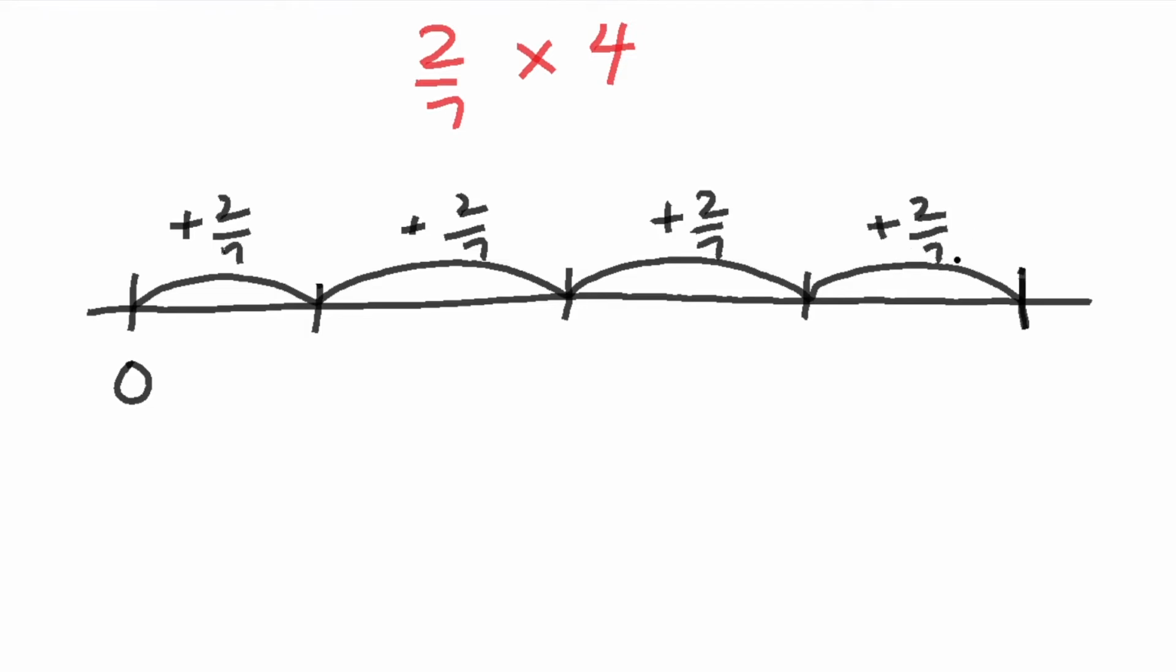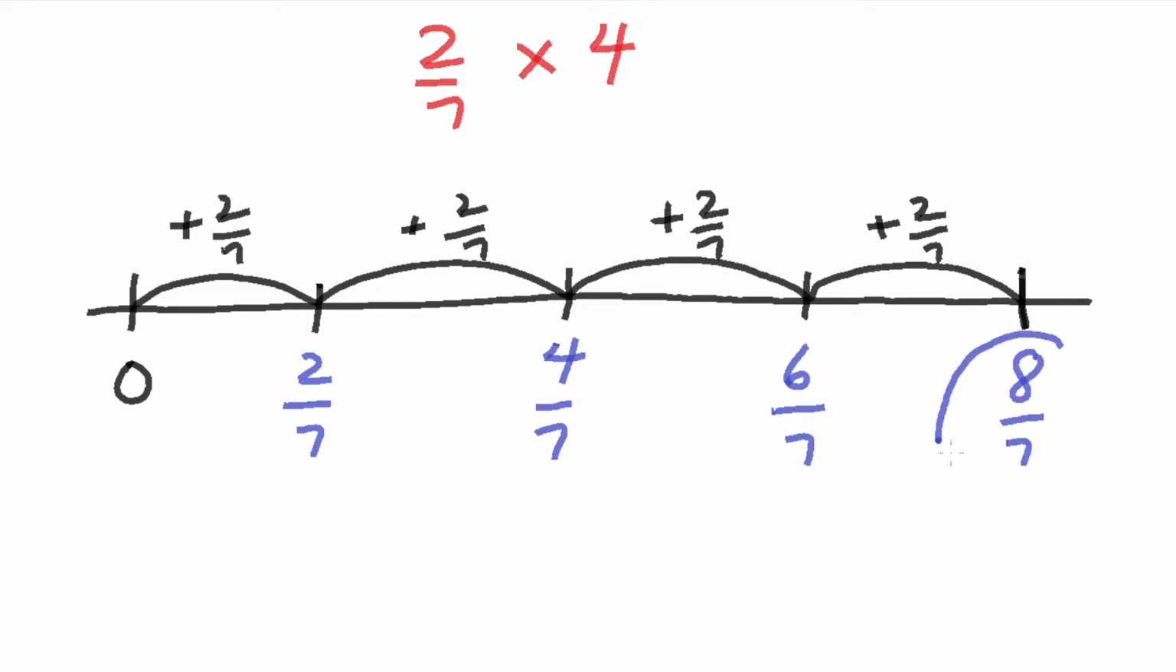So here we go. 0 plus 2/7 is 2/7. 2/7 plus 2/7 is 4/7. 4/7 plus 2/7 is 6/7. And 6/7 plus 2/7 is 8/7. So that is my final answer. 2/7 times 4 is equal to 8/7.